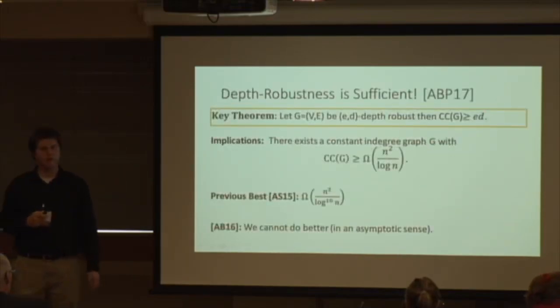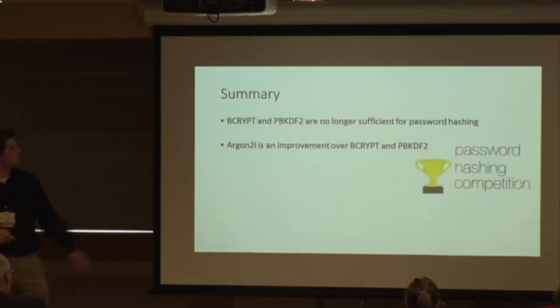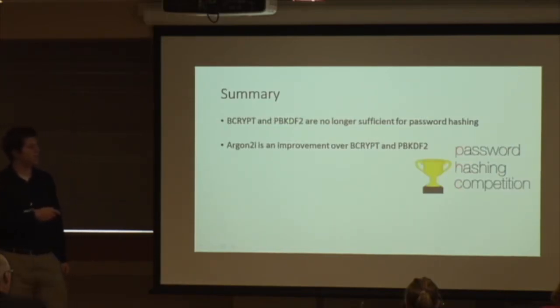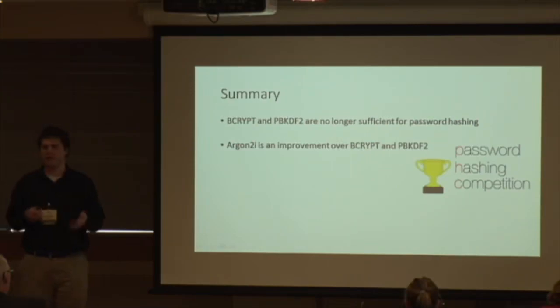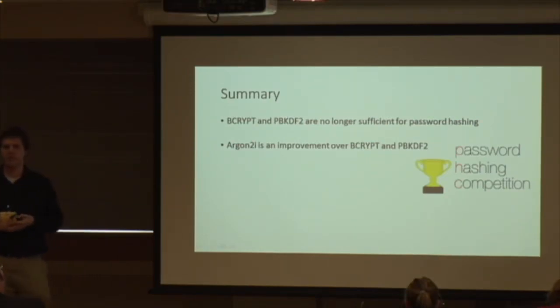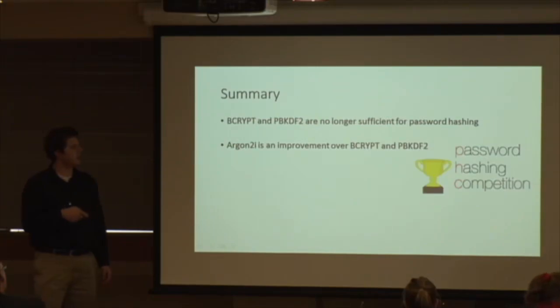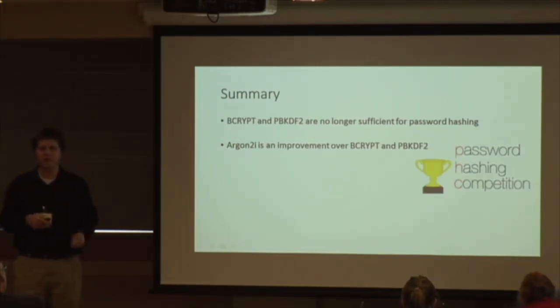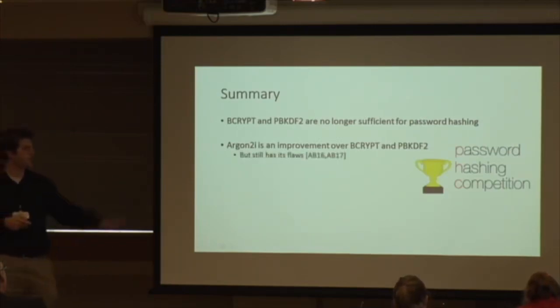So in summary, some recommendations. Bcrypt and password-based key derivation function are no longer sufficient for password hashing. So if your organization is using either of these functions, I would highly recommend upgrading your password hashing algorithm. Argon 2i is an improvement over Bcrypt and password-based key derivation function. But as we've seen, there are still some flaws.